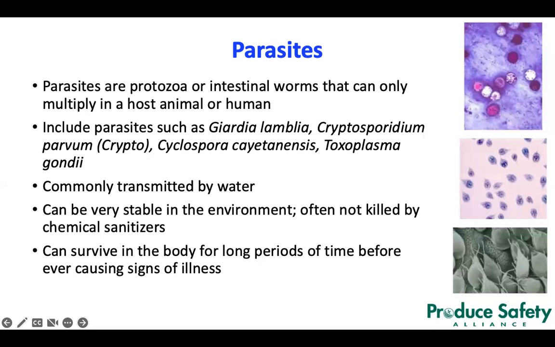So Crypto is a leading cause of waterborne disease among humans in the United States. More than 48 million people in the United States may be infected with the Toxoplasma parasite. Some parasites can survive in the body for a very long period of time without producing any symptoms. This makes it super difficult to know when, where, and how the individual became infected. And sometimes symptoms may also come and go, making parasite infections difficult to diagnose.